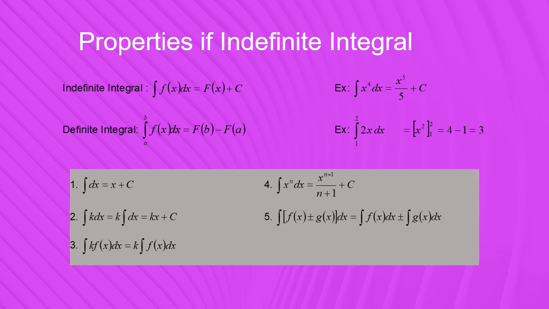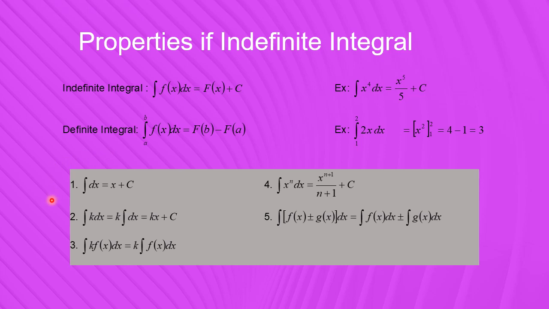There are two types of integrals. First is indefinite integrals, where there are no limits for the integration, and definite integrals is the integration that has a limit a to b. If we integrate an indefinite integral, we will get a function f(x), for example, and then we need to add a constant c. If we integrate a definite integral, we will substitute the limit b first, then minus, substitute the value of a.